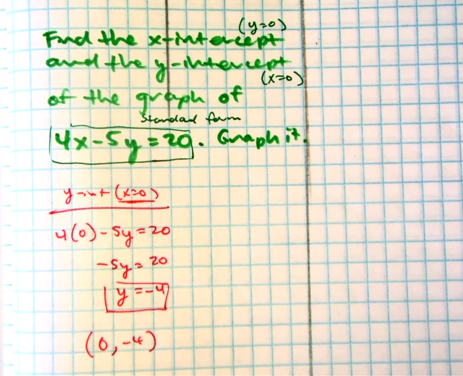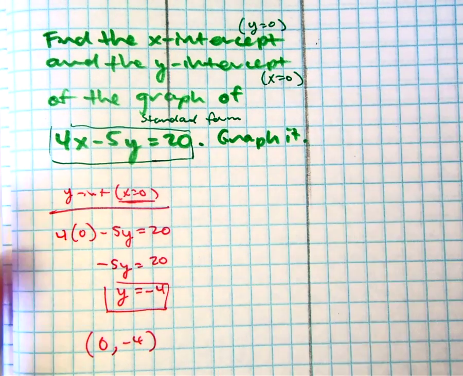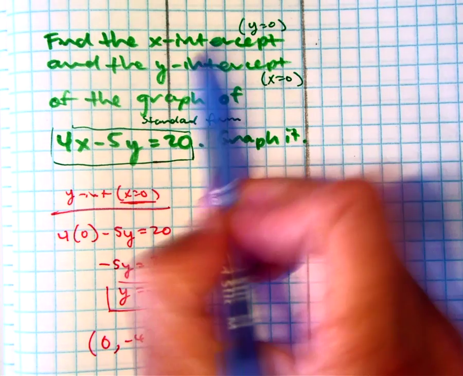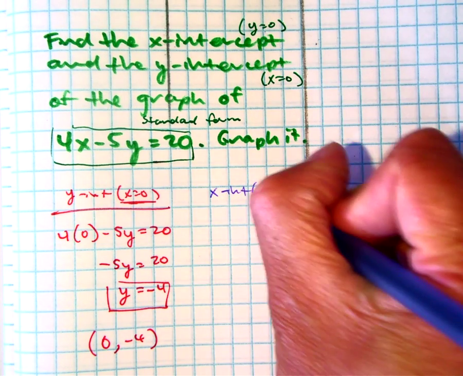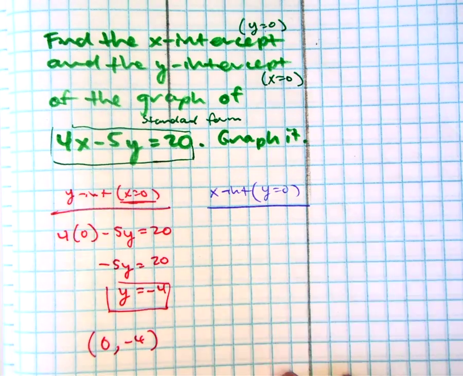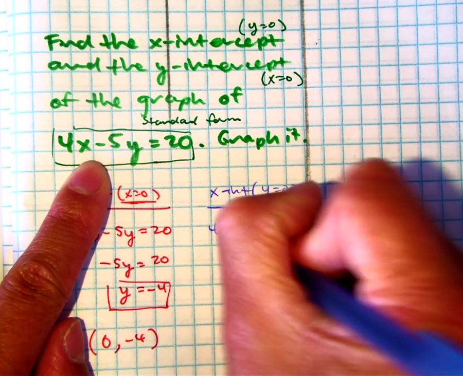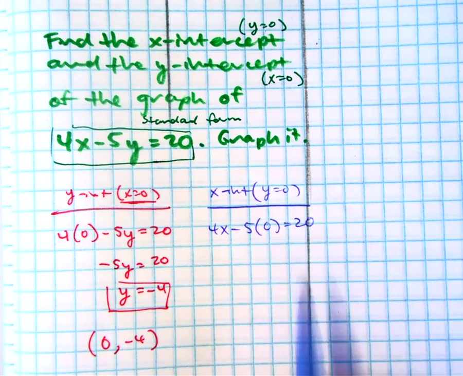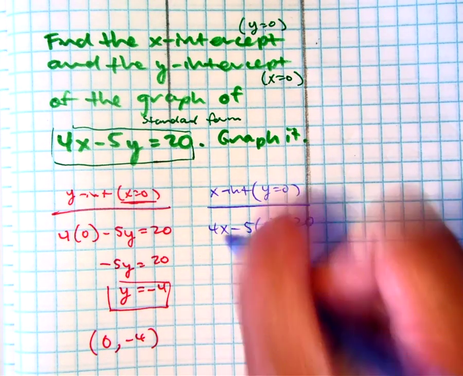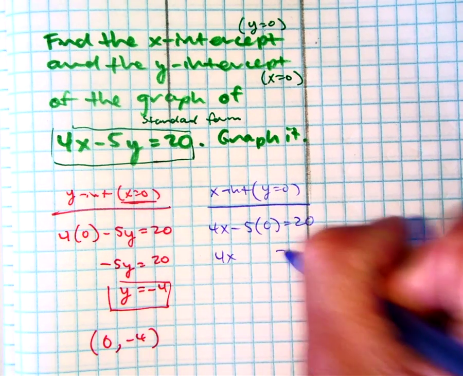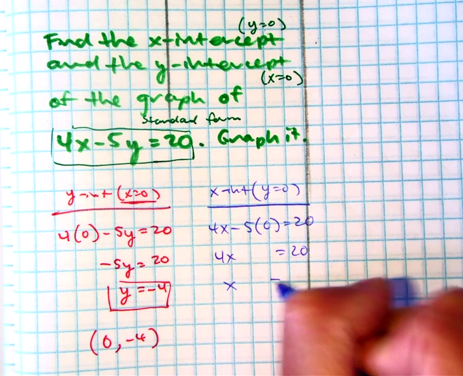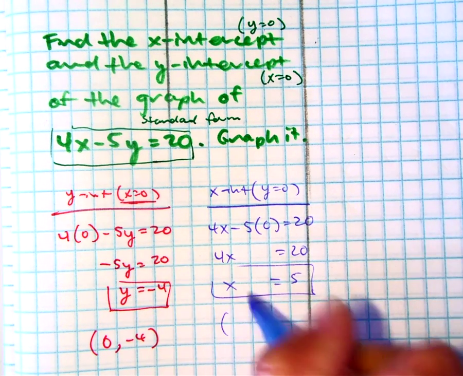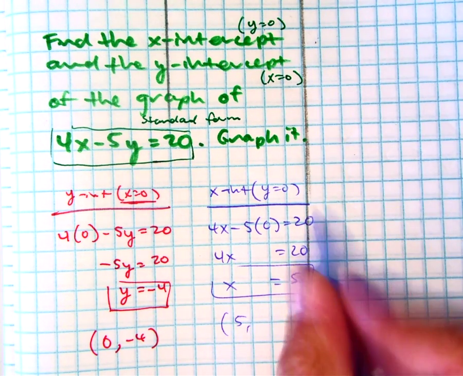Let's go ahead now and calculate the x-intercept. To find an x-intercept, I need to make y equal to 0. I take the same equation, and now I'm going to make y 0. Negative 5 times 0 is 0, so I don't have to write it. Divide by 4 on both sides. X is equal to 5. With an x value of 5, my y value is 0.